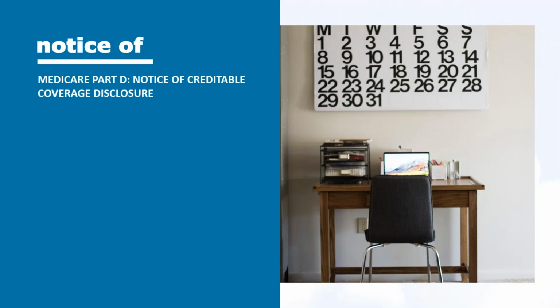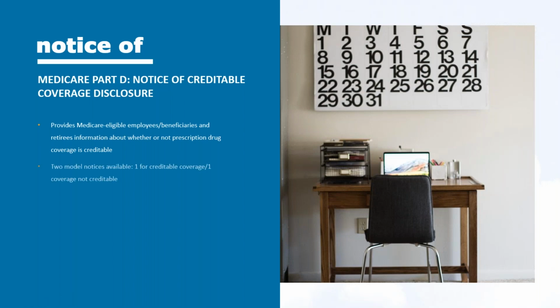The next notice is the Medicare Part D Notice of Creditable Coverage Disclosure. This is really important too, but it doesn't impact as many people. This provides Medicare eligible employees and their spouses and or disabled dependents and retirees information about whether or not the prescription drug coverage that you're offering as an employer is considered creditable. Creditable coverage is coverage that's as good as what Medicare offers to Medicare participants. Your insurance company can tell you whether your prescription drug coverage is creditable. And if you don't know, you need to ask them.